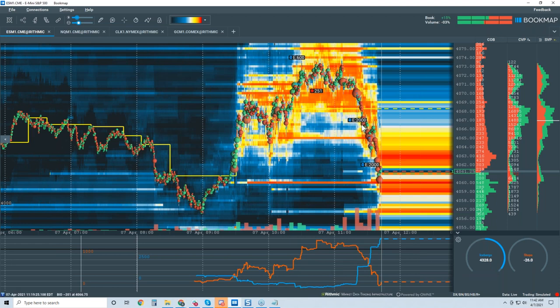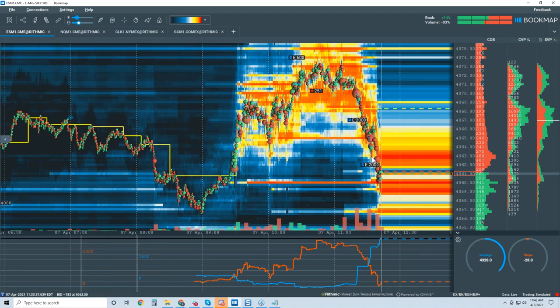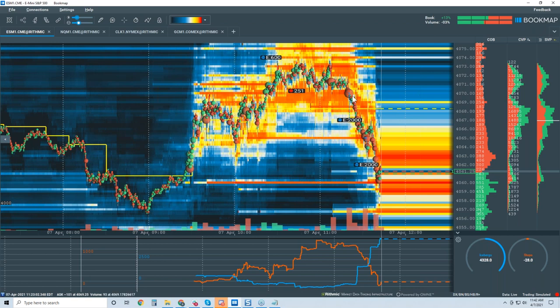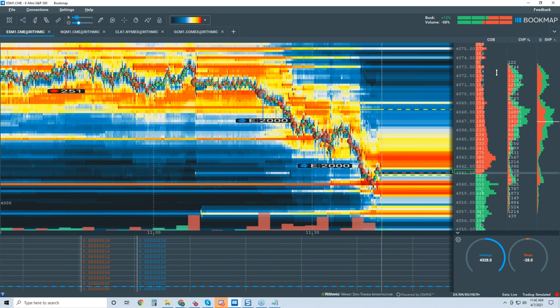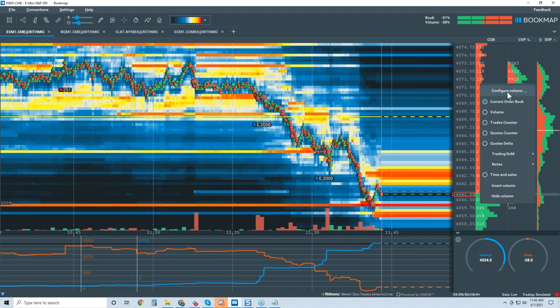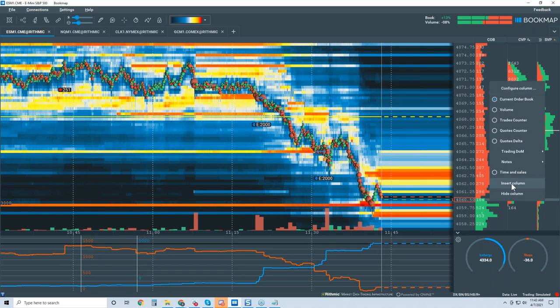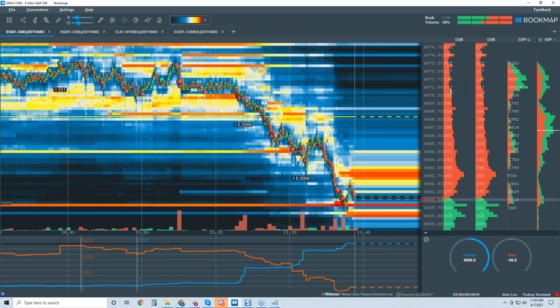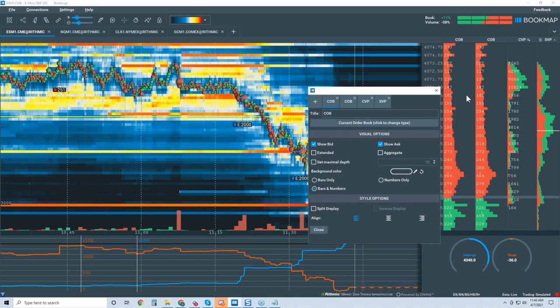Let me just quickly show you this here. Very nice sell off here on the S&P, guys. I know a few guys mentioned that already, strong volume on the sell side as well, as you can see. All right, so let's just right click in the COB column and we'll go over the configurations here. In fact, I'm going to right click in here and then insert another column. So we have two COB columns. Now I'll right click on this one and select configure.